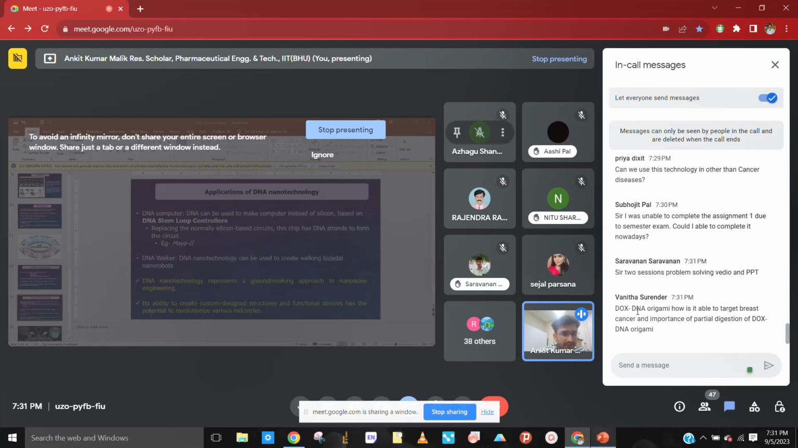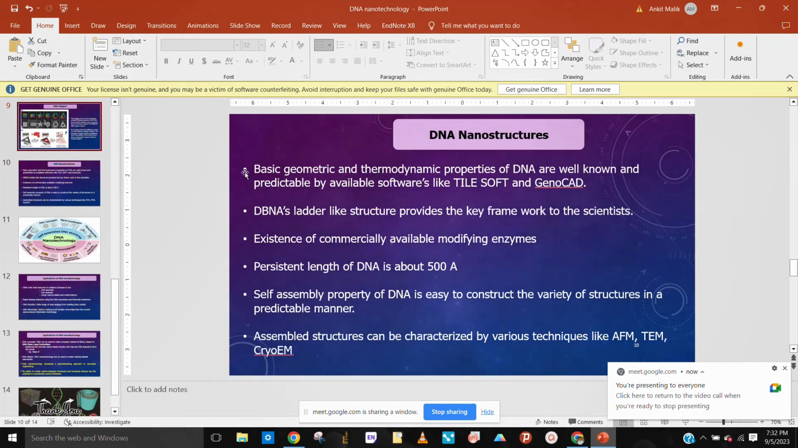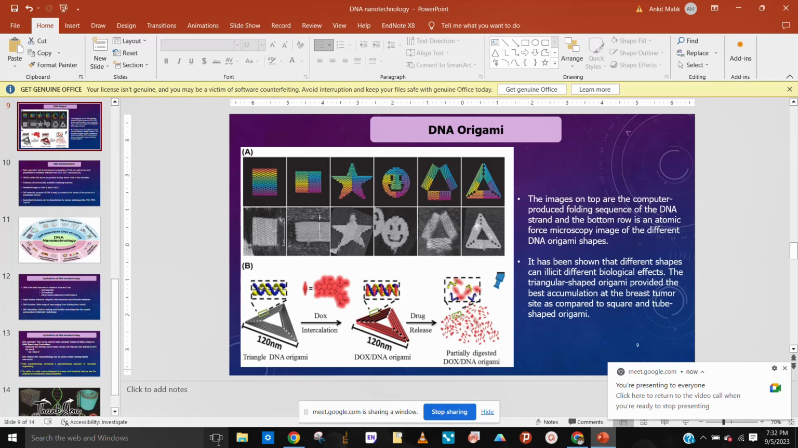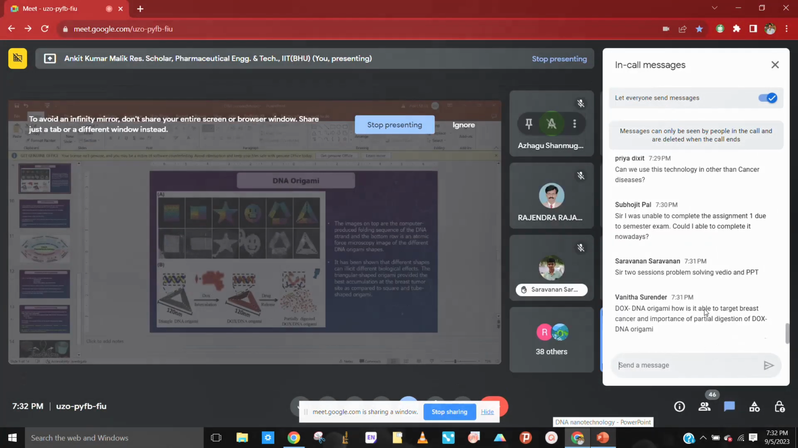So, doxorubicin DNA origami, how is it able to target breast cancer, and what is the importance of partial digestion of doxorubicin DNA origami? Okay, so let me open the DNA origami part. Here, first they have developed this triangle DNA origami. Then the doxorubicin intercalation is done. Then doxorubicin is conjugated with the triangle DNA origami. Then some partial digestion of doxorubicin DNA has been done. So I'll share this complete article with you. You can drop your email ID also.